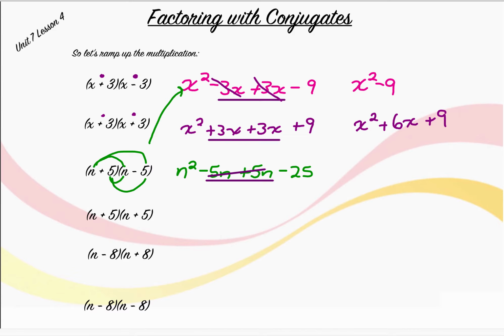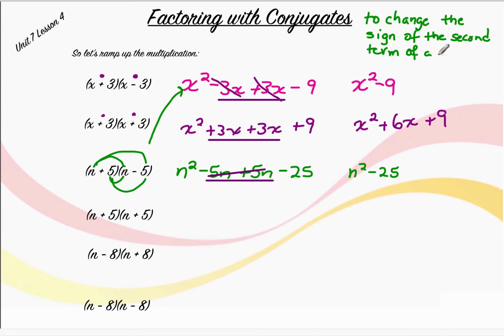So have we figured out an easy way to multiply when one is a positive and one is a negative? Well, yeah, that's what a conjugate is. A conjugate means to change the sign of the second term of a binomial.